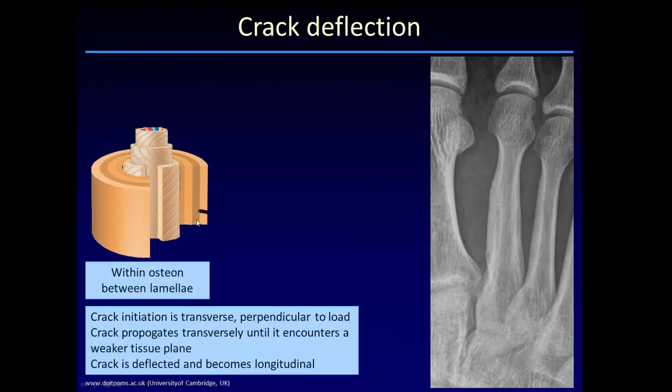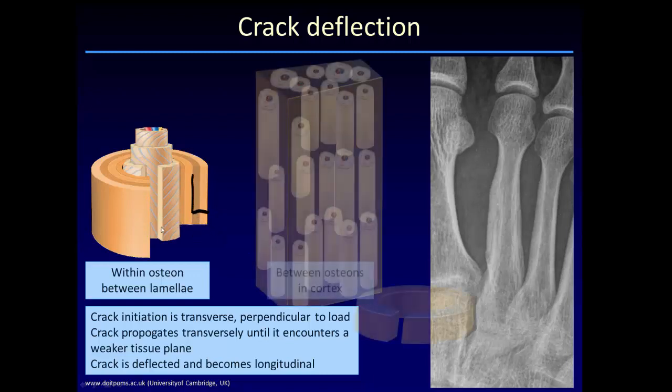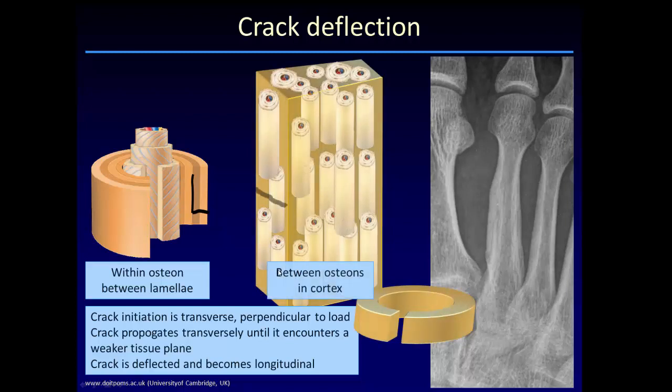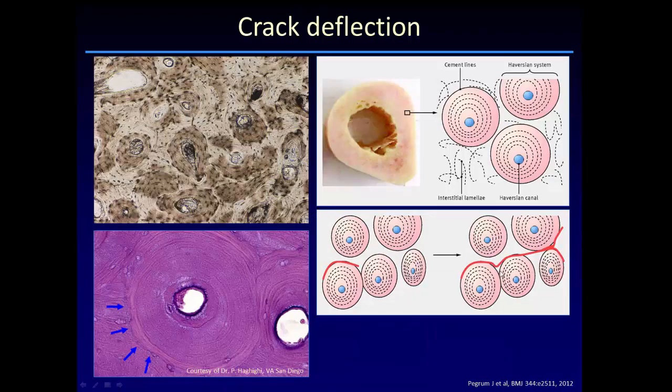They get deflected longitudinally. They get deflected within the osteon, between the lamellae, and they get deflected between osteons and turn upwards. This is incredibly important for you to realize that when you see stress injury, it does not easily get across the bone. It is going to propagate inside the bone for some time, and you need to be aware of that and look for this type of longitudinal intracortical resorption in a stress injury.